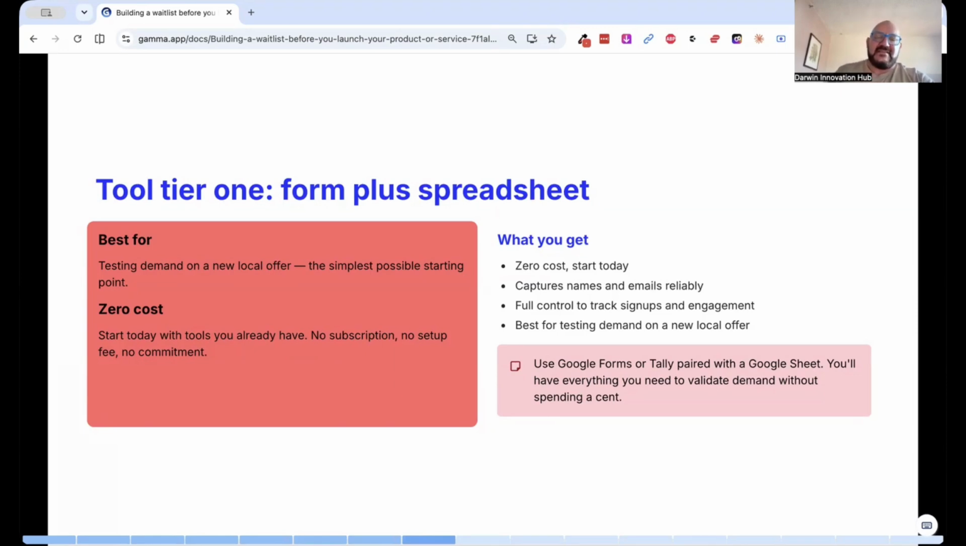What you get is you get to start straight away. It's just a spreadsheet of email addresses that you've got there. If you get 20 people sign up for that, well, 20 people you can email yourself from your Outlook or your Gmail. You don't have to worry about buying email marketing systems. It captures names and emails. It's easy to do that. You get full control to track it on a spreadsheet.